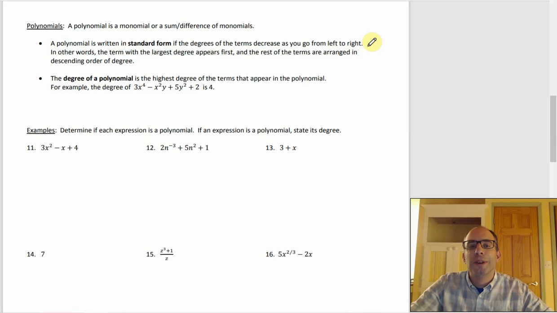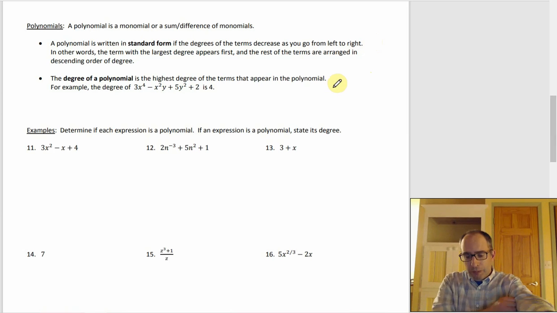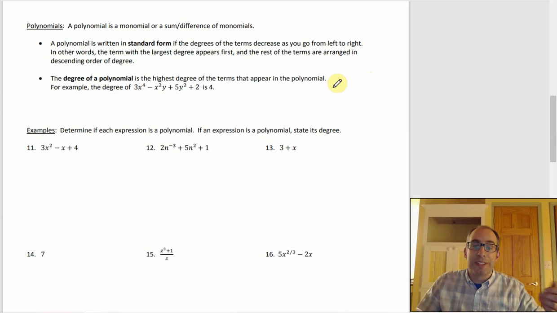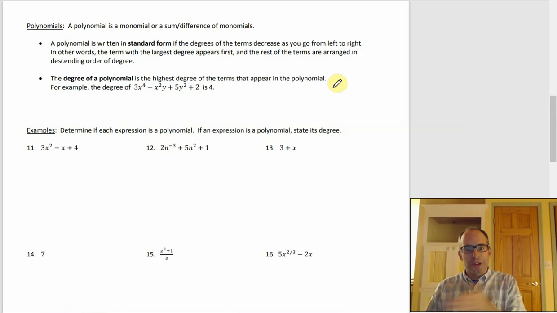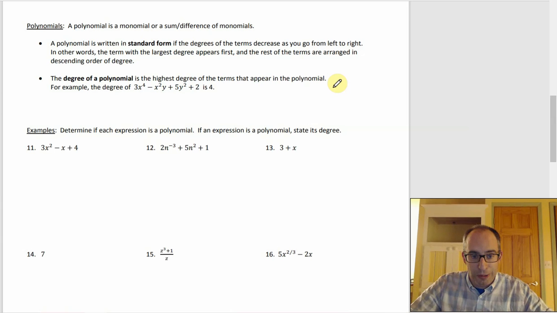And then the degree of a polynomial, like how we had the degree of a monomial, where it was just basically the exponent, or maybe you have to add the exponents together if it's a situation where we have multiple variables. But here, the degree of a polynomial is just the degree of the largest monomial that's part of that polynomial. So you look at the individual terms, and whichever one has the biggest degree, that's the degree of your polynomial.